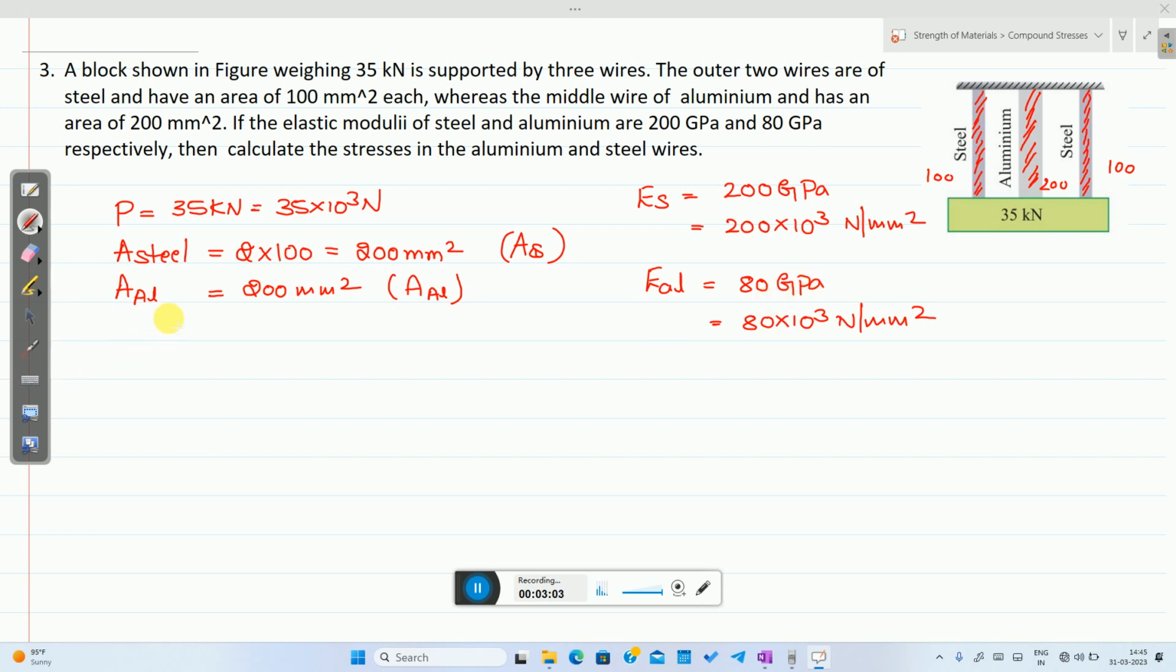So here it is required to calculate the stress in the aluminium and steel wire. So that is sigma AL and sigma S. So sigma AL refers to stress in aluminium, and sigma S refers to stress in steel. So it is required to calculate stresses in the aluminium and steel wires.